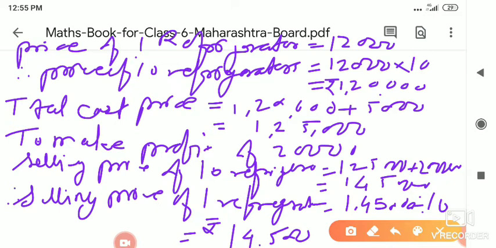In this way we have to solve the example. Here we first find the total CP, meaning the cost of 10 refrigerators, and then add the transport charges. So 1,25,000 is the total price, and to make a profit of 20,000 the selling price of 10 refrigerators is 1,45,000. If we divide that by 10, because there are 10 refrigerators, we get the selling price of one refrigerator. So note down this example, then we will see the next example.